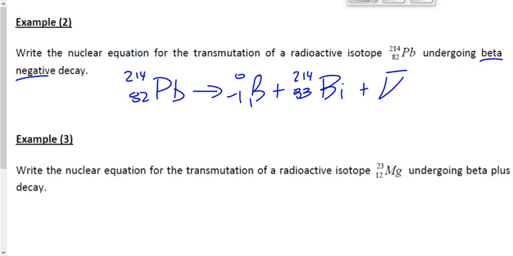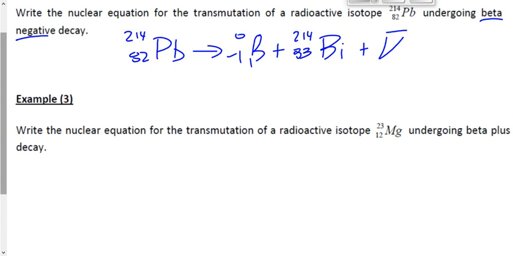Question 3 says write the nuclear equation for the transmutation of magnesium-23 undergoing beta plus or beta positive.